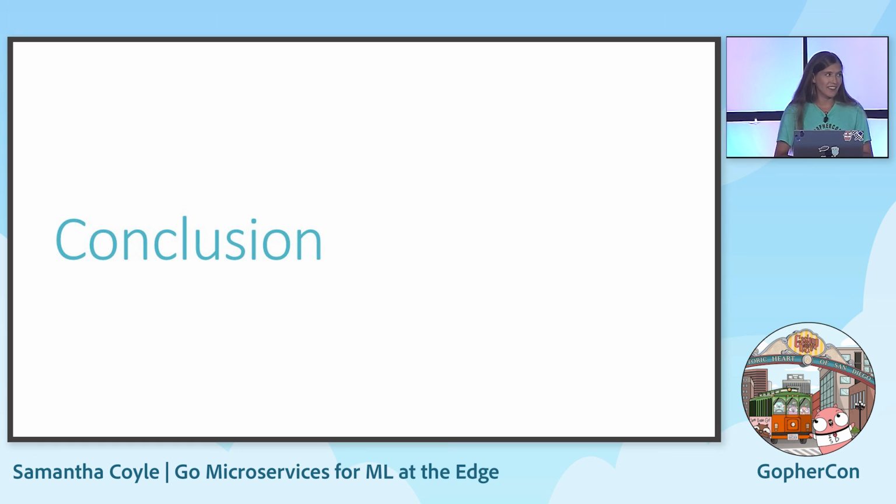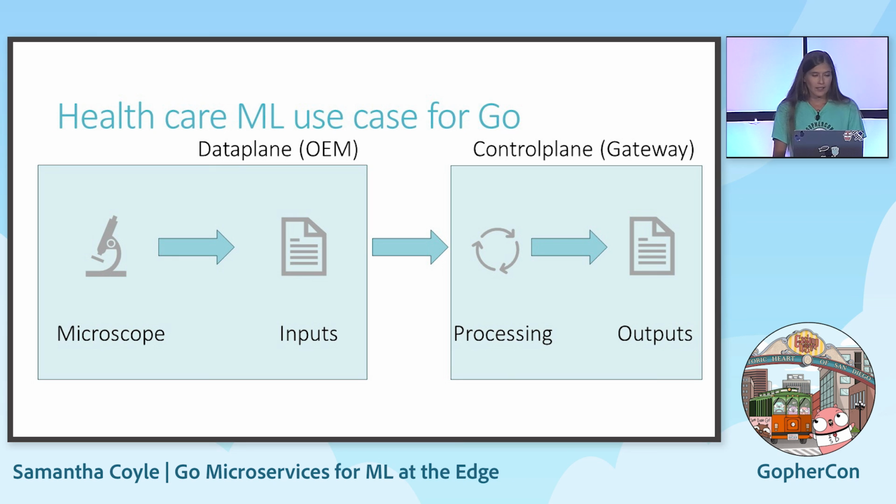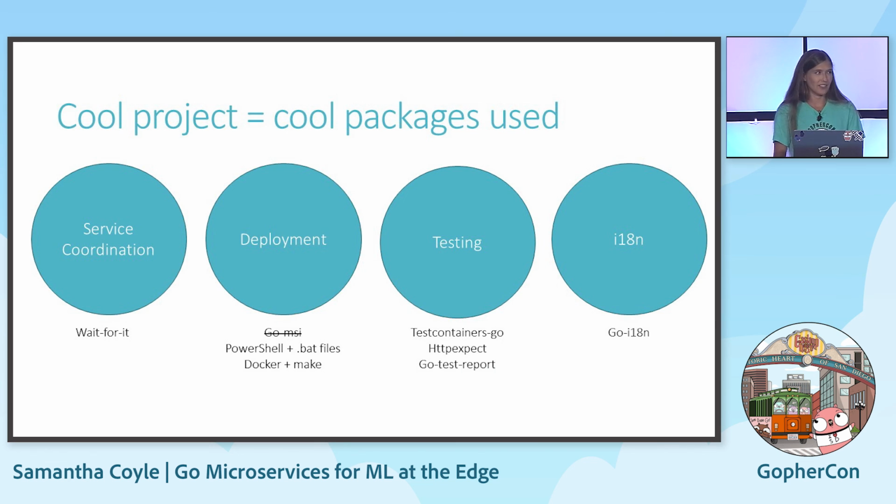Whew, we've covered a lot. Now we'll go ahead and wrap things up. We have covered the full software development lifecycle for this healthcare use case, which was really fun. We went from an introduction covering some of that planning and some of the scope down to the maintenance, where we had some additional requirements for internationalization. We covered this healthcare use case for Go in the machine learning space, where we had these microscopes, these bench scientists generating cellular input images, passing it off to our control plane for processing, generating outputs. This was most of our solution, right? Simplified.